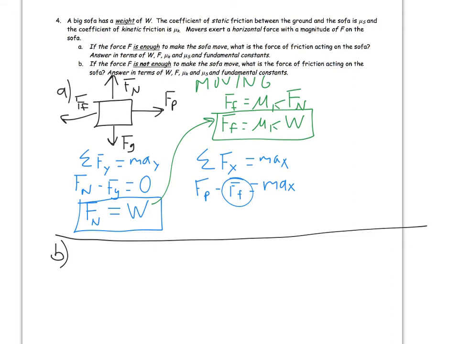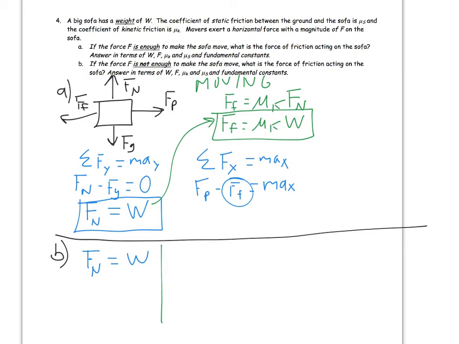Moving on to part B, we're now asked about what happens if the force is not enough to make it move. So our free body diagram is really the same as part A. None of those forces have changed, or at least the forces that exist acting on the object have not changed. And in the y direction, everything is the same. So we actually can still say that the normal force is equal to our weight. What does change, though, is the x direction and something about our friction.